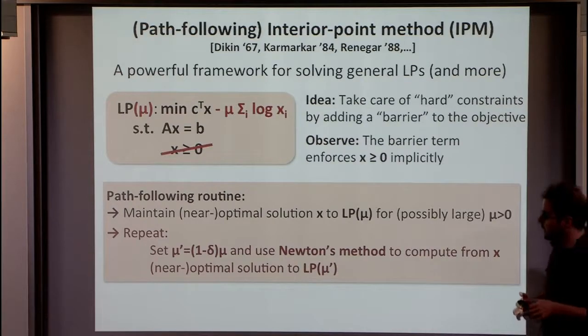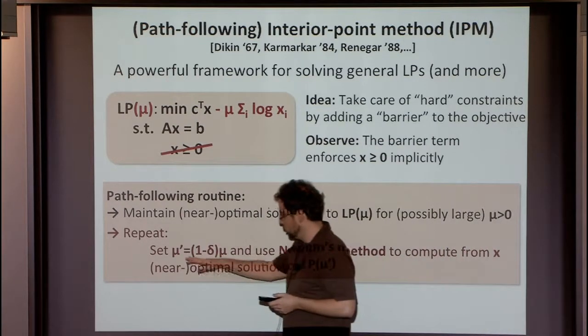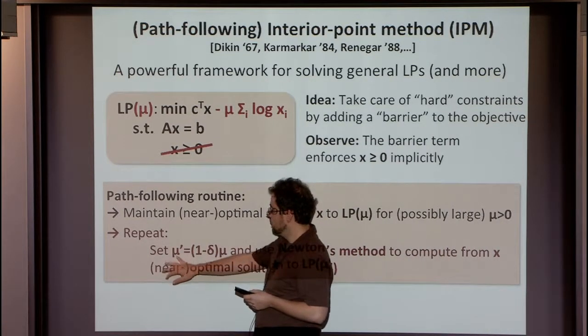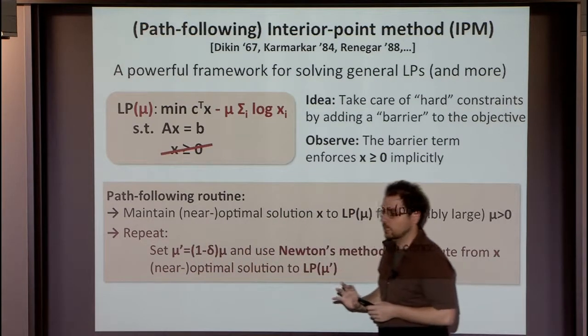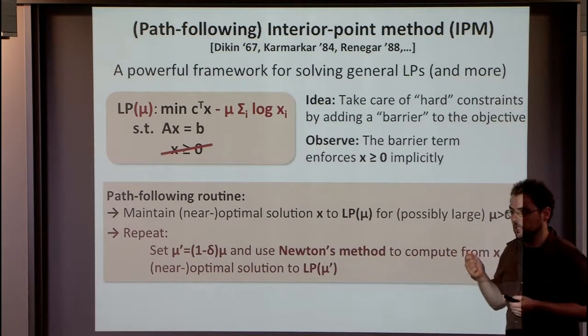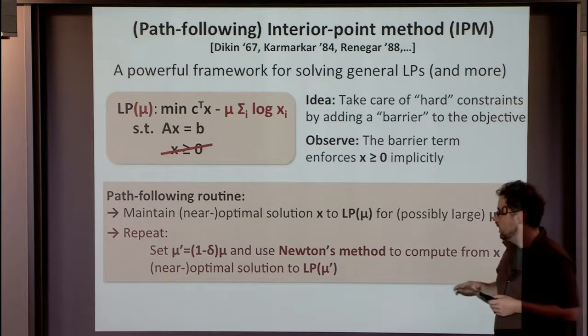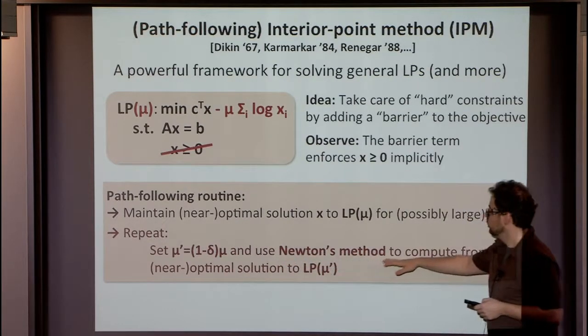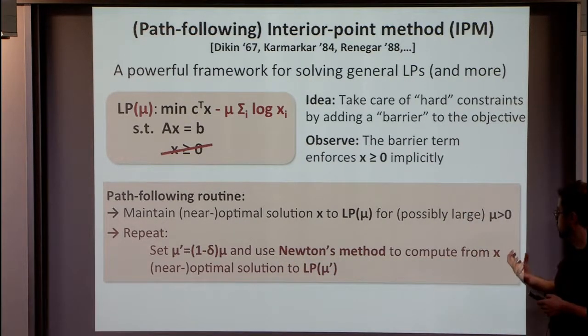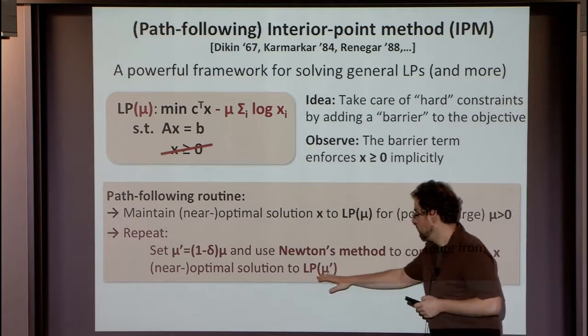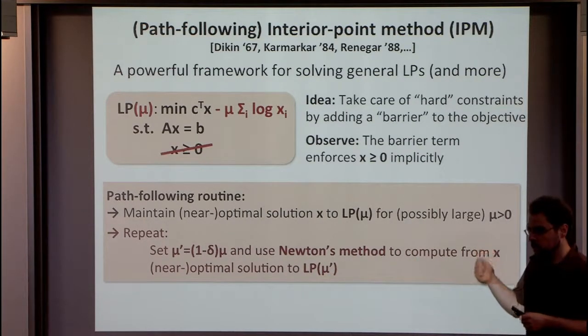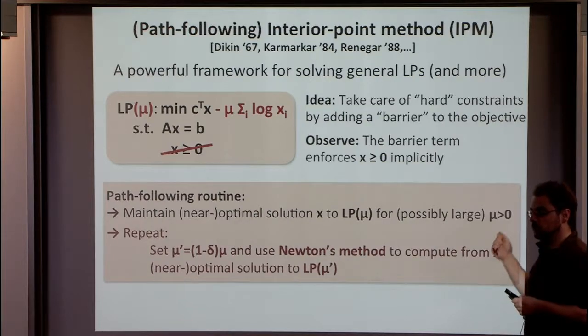Okay, roughly speaking, what you can do is that in each step you take your mu prime to be 1 minus delta times mu for some small delta that will be chosen appropriately, and then you use something called Newton's method to compute a near optimal solution to LP mu prime, but starting from your initial point being the optimal solution to the LP mu.